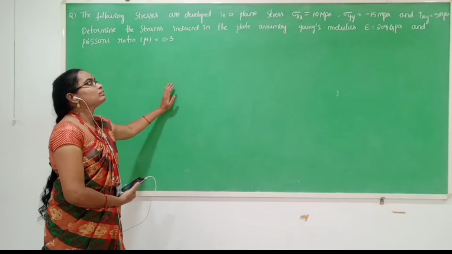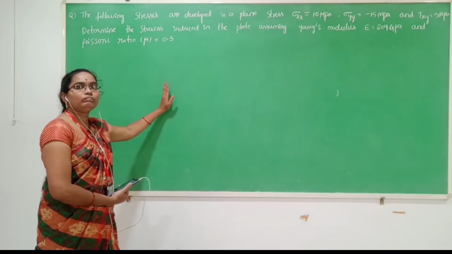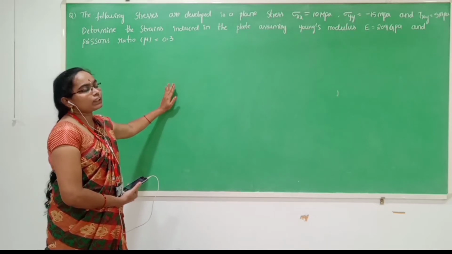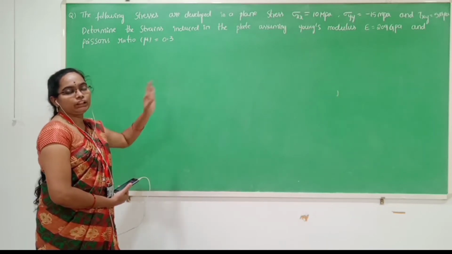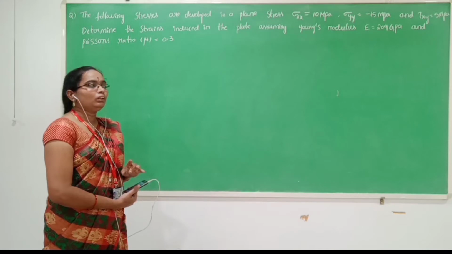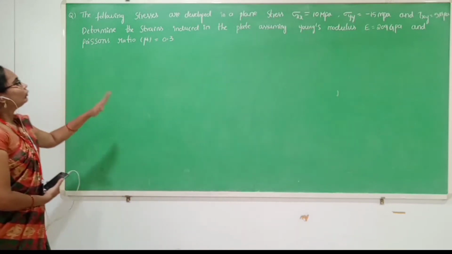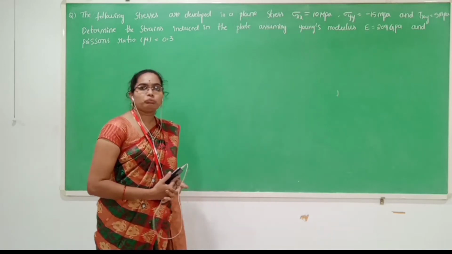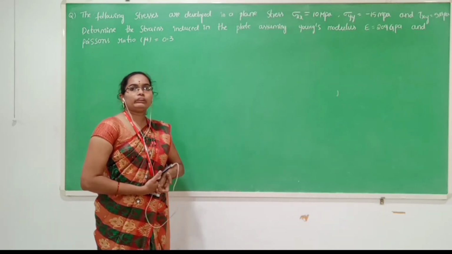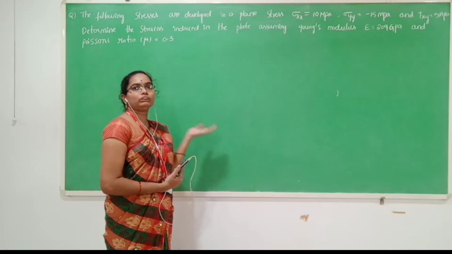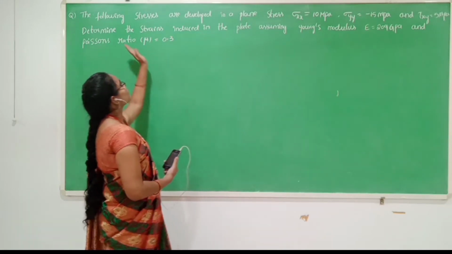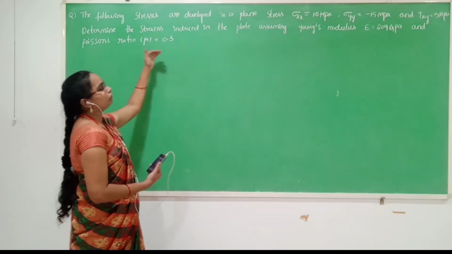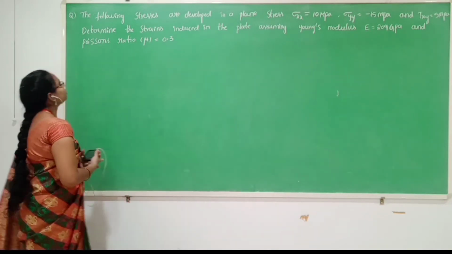So in plane stress condition, they gave the stresses sigma xx, sigma yy and tau xy, and the material properties. We need to determine the strains induced in the plate, that means strain along x direction, y direction and shear strain xy. These three terms are unknown. We already know the strain stress relationship in plane stress condition, so just use that relation to find the corresponding strains.